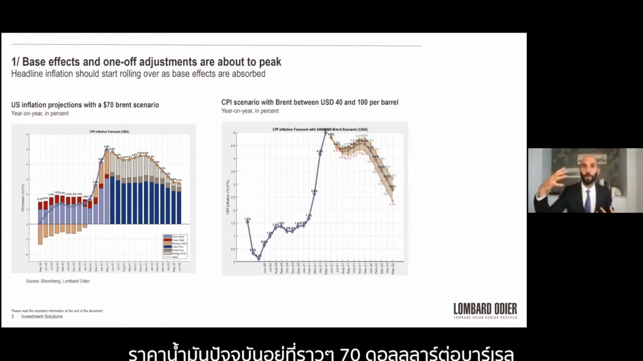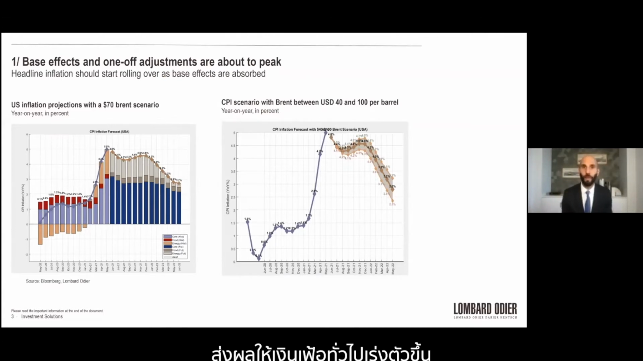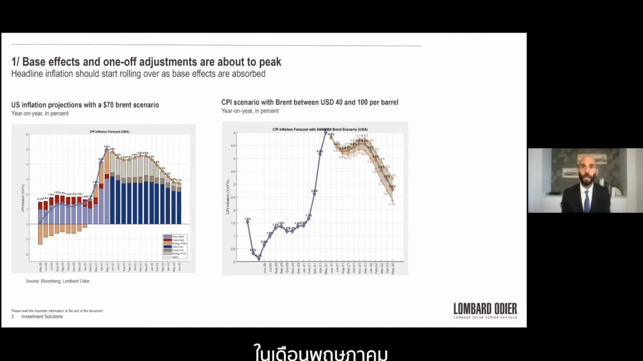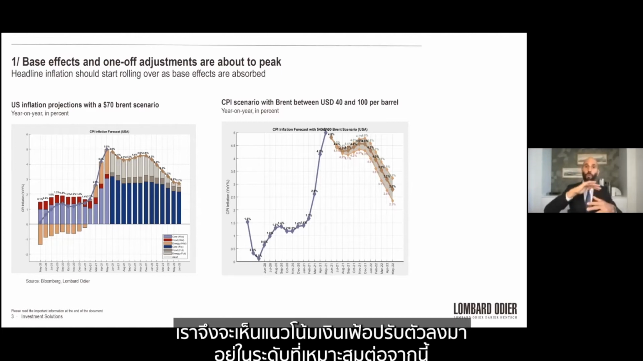The oil price is now above $70 a barrel, and that is having a price impact on headline inflation. But if you focus on the horizontal axis on this chart, you will see that the peak of these base effects is now, right? The months of May and June. So from this summer, we should start to see headline inflation roll over and head towards more sustainable and acceptable levels.